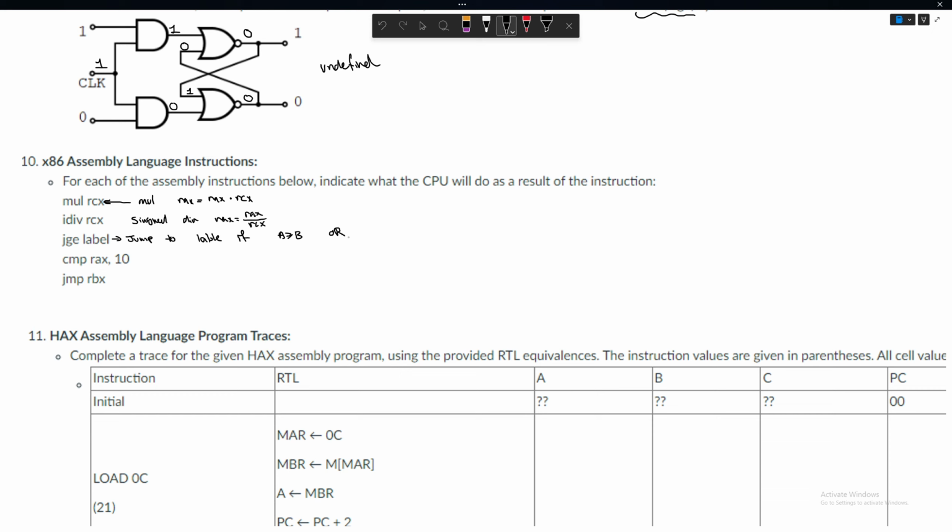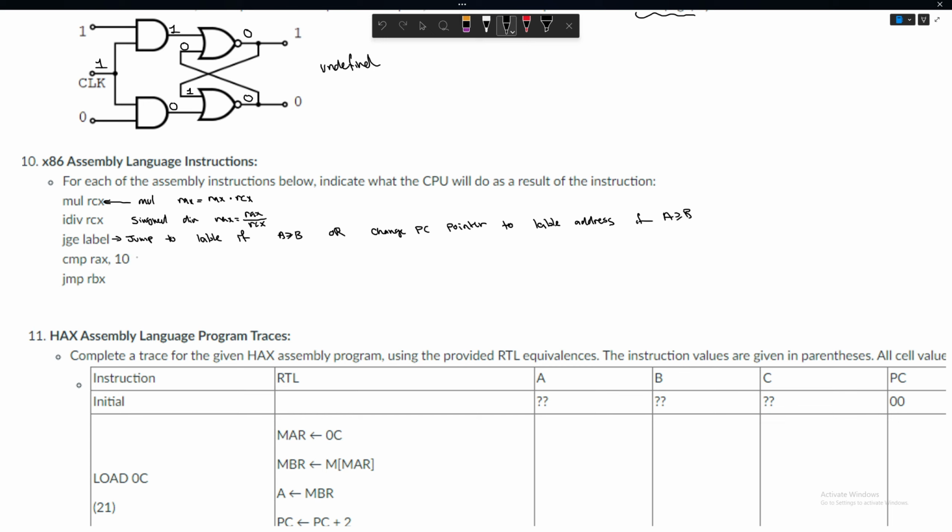Or the second way you can say it, changes the PC pointer to the label address. But yeah, I would say this is a little bit harder for you guys to say, so this is much better. It will change PC if A is more than or equal to B.